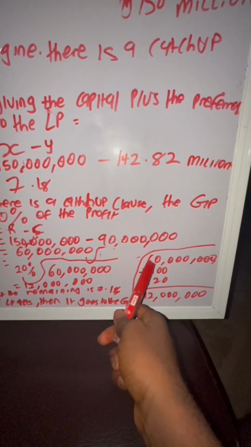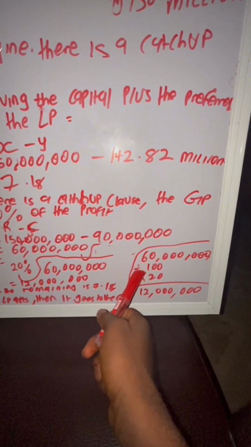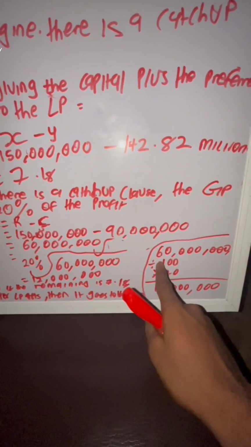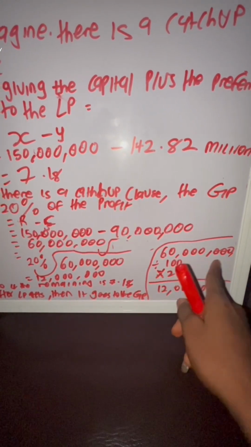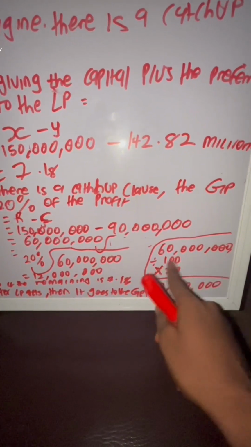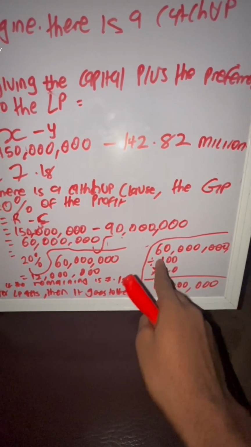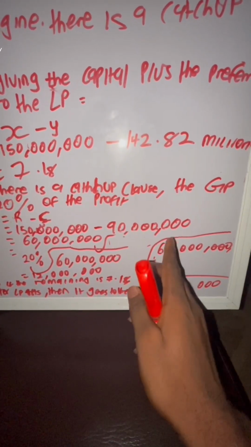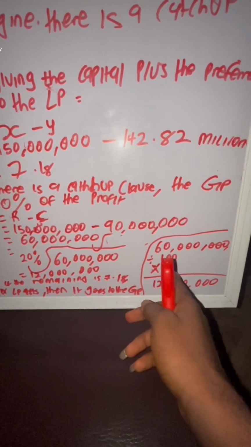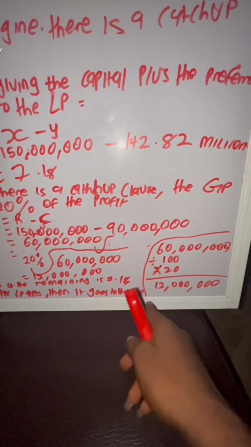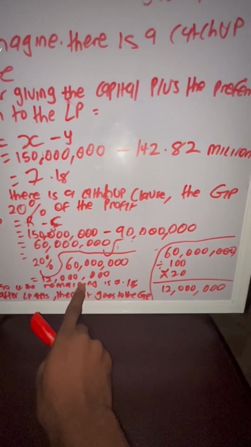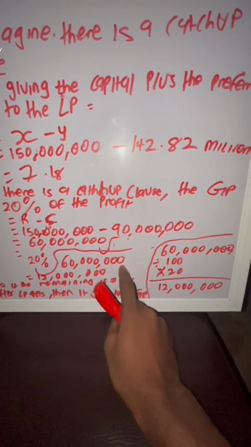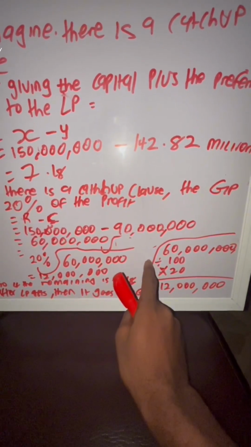So 60 million divided by 100. As I prefer to do my percentages this way, it's much easier for me. 60 million divided by 100, 0 comes to 0, 0 comes to 0. So you have 6 figures left, which is 600,000 times 20. 600,000 times 2 is 1.2, then the 0, that's 12 million. So this is 12 million here, which is the 20% the GP is supposed to be getting.